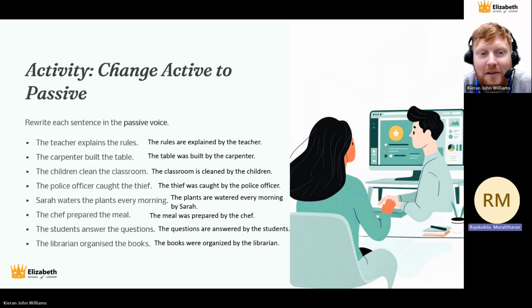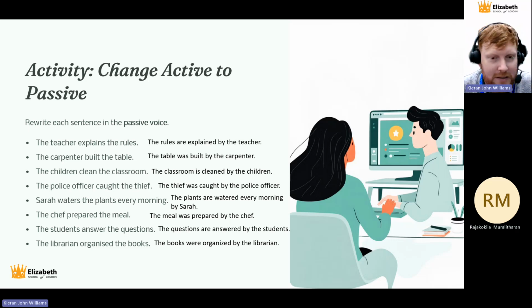Another one is the children clean the classroom. The classroom is cleaned by the children. Very good. Excellent. And the police officer caught the thief. The thief is caught by, no, the thief was caught by the police officer. Excellent. The thief was caught by the police officer.